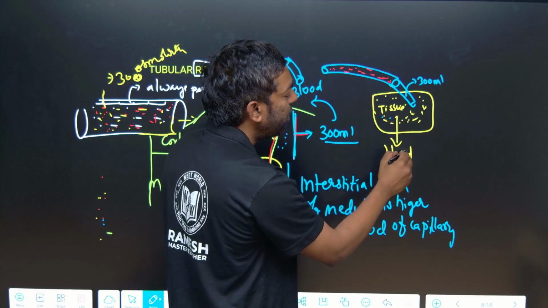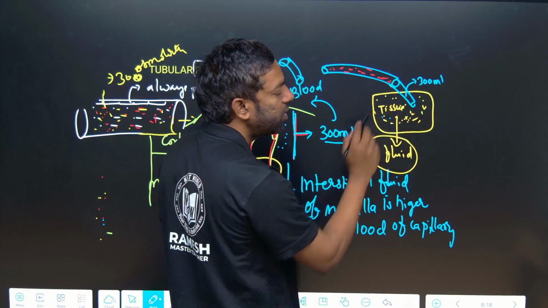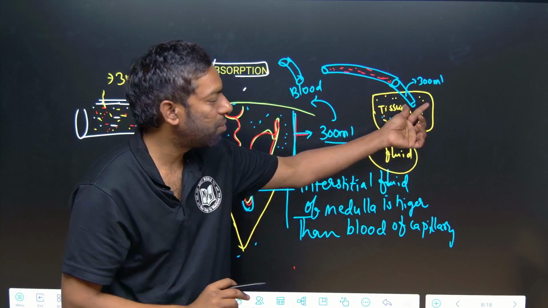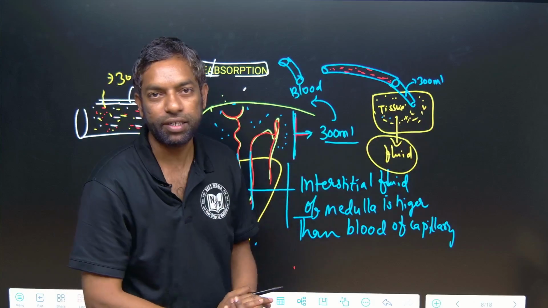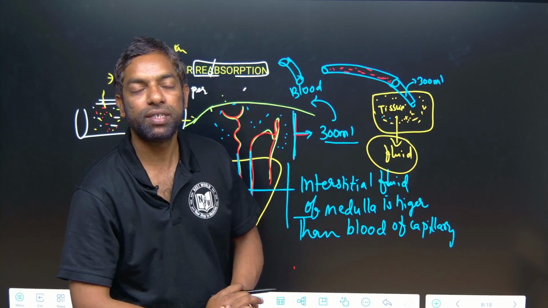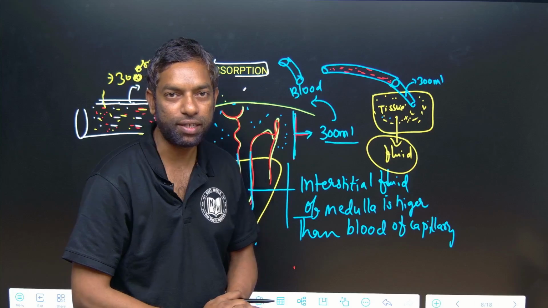This is the interstitial fluid, not the blood. The blood capillary is different, and this organ is different. Between them there is a space which is filled with fluid. That fluid is the interstitial fluid.